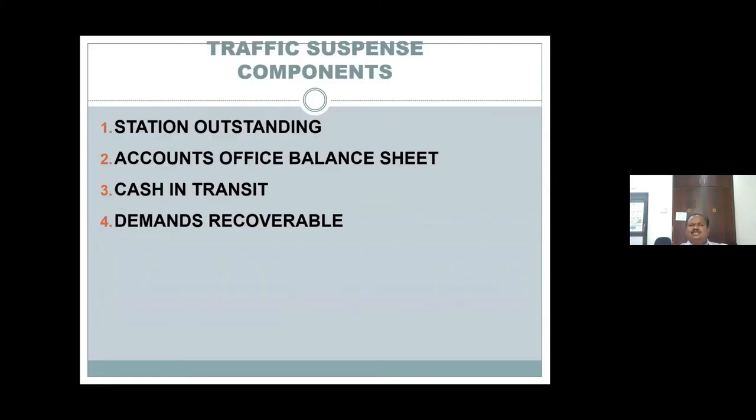So what are the main heads under the suspense? We have the station outstanding, the account service balance sheet, the cash in transit, and the dividends recoverable. Station outstanding: in station accounts, the amount that is accrued is not realized. This can be further divided into two: the admitted debits and the disputed debits. Admitted debits are debits that conform to the rules and were acknowledged by the commercial department and also the station staff.